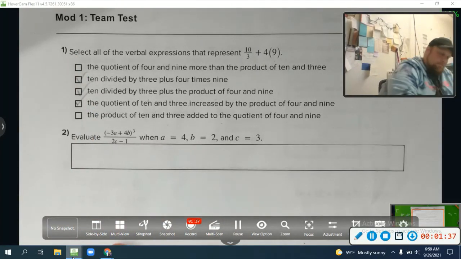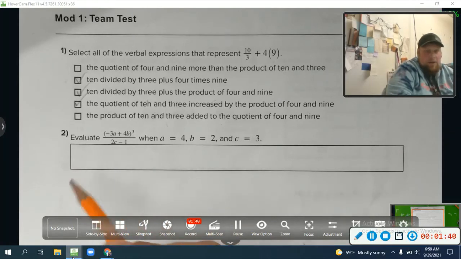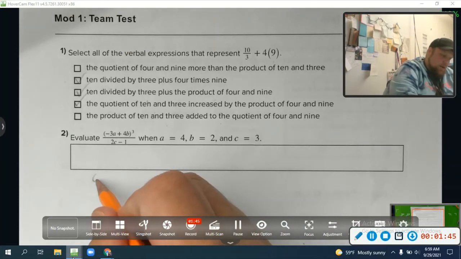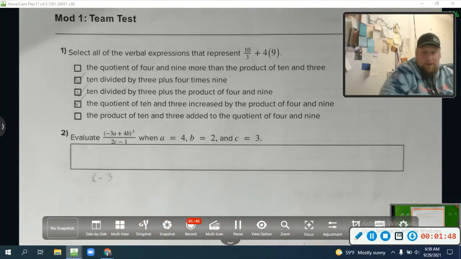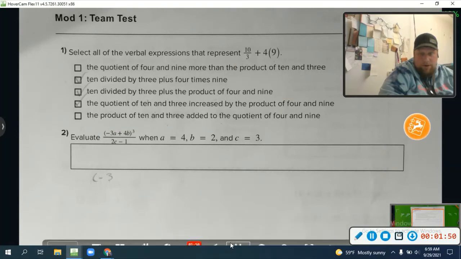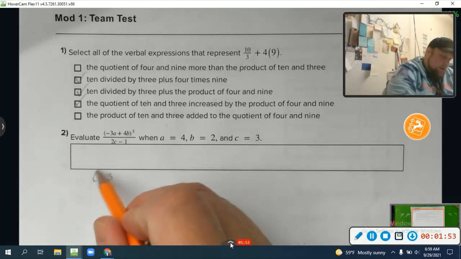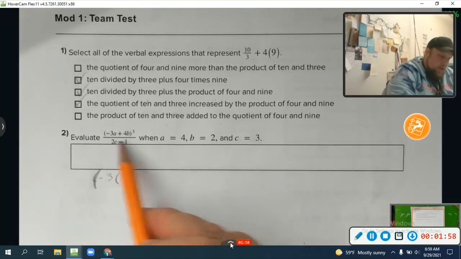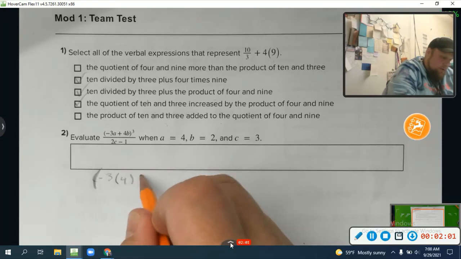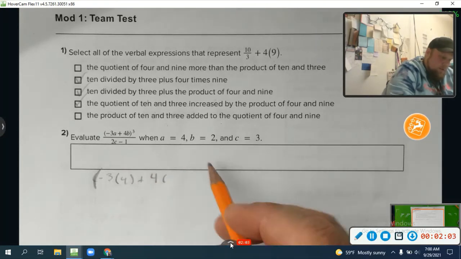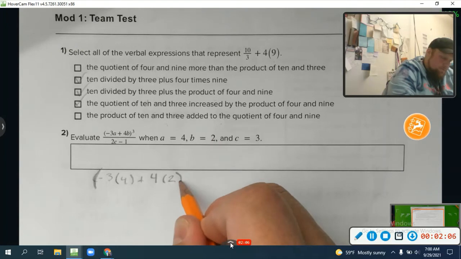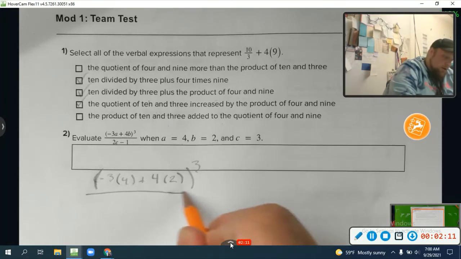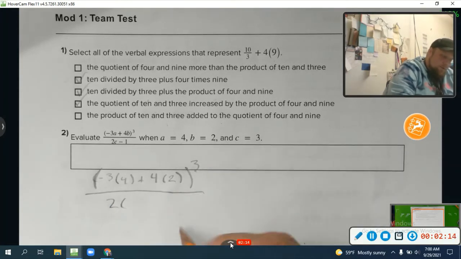Awesome? Okay, this next one right here, wow, that can look really confusing unless we fill it in. So let's fill it in. I'm going to have -3. Now I'm going to do a big parenthesis right here because I'm going to do a smaller one when I fill in the letters. What does it say? A equals 4. Plus 4 times, what does my B equal? B equals 2. All of that cubed all over 2 times, what's my C value? My C value is 3.